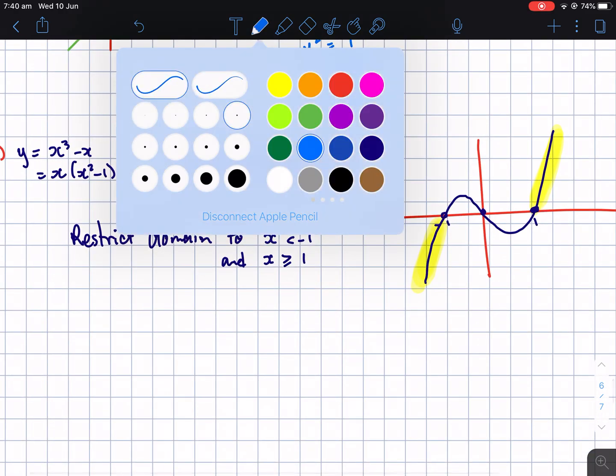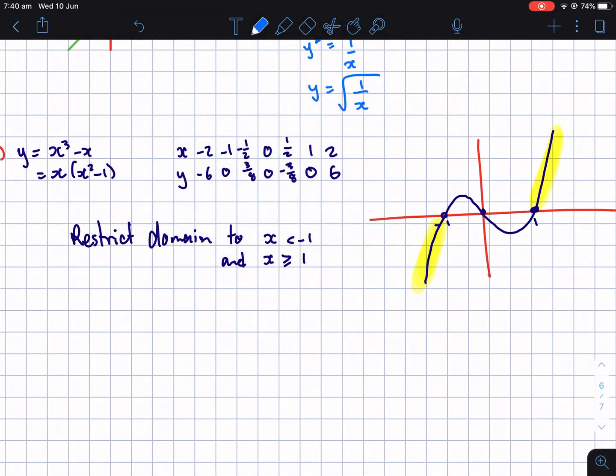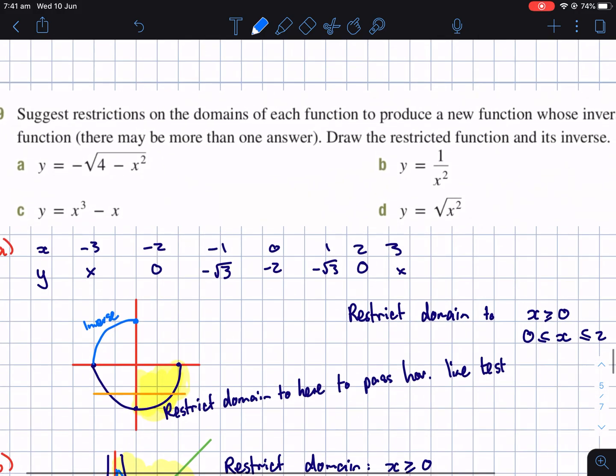Which means our inverses are going to look more like that, and that would have been an open circle. And this one, well, it's going to be not there, it's going to be up here. It's going to look like that, and this one will be a closed circle. Okay, and then D.